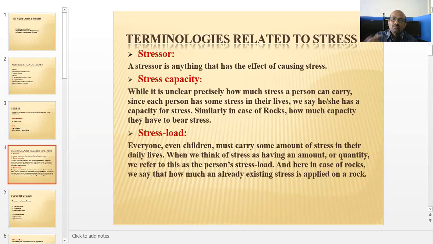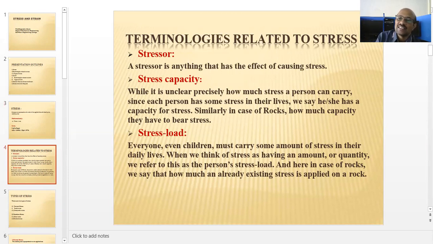We will see one more thing. How much capacity a person has to bear stress, such as too much workload or too much harassment, we can find out whether that stress capacity is there or not.